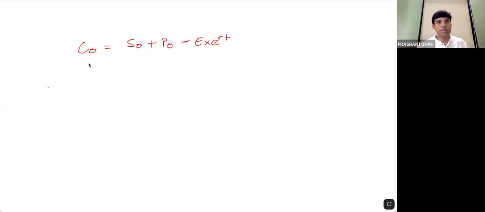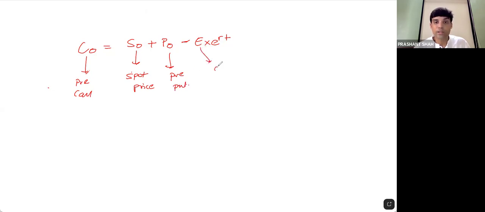And in the CWM examination, you will be given all the relevant components and you are supposed to find out the missing one. That's pretty simple. So let me explain this formula quickly. Now C0 is the premium on the call option right now. S0 is the price of the underlying asset, or I can also say spot price. P0 is the premium on the put option right now. Now, this is something interesting. X is the exercise price, or we can also say strike price.